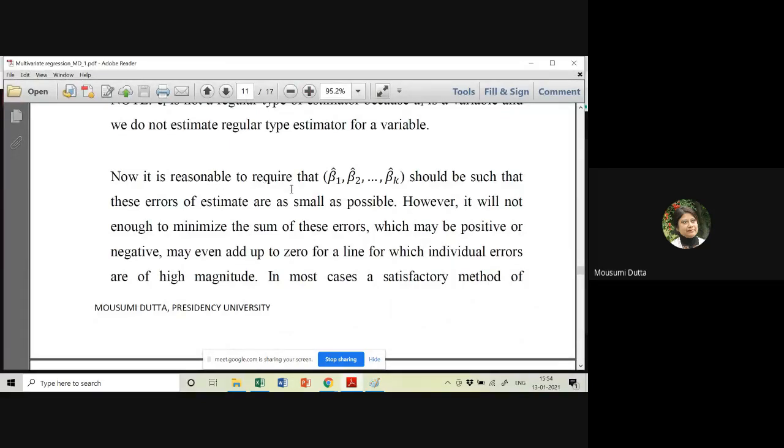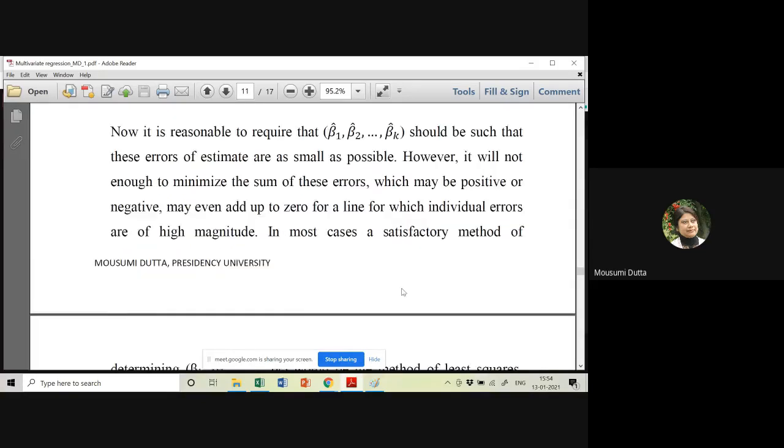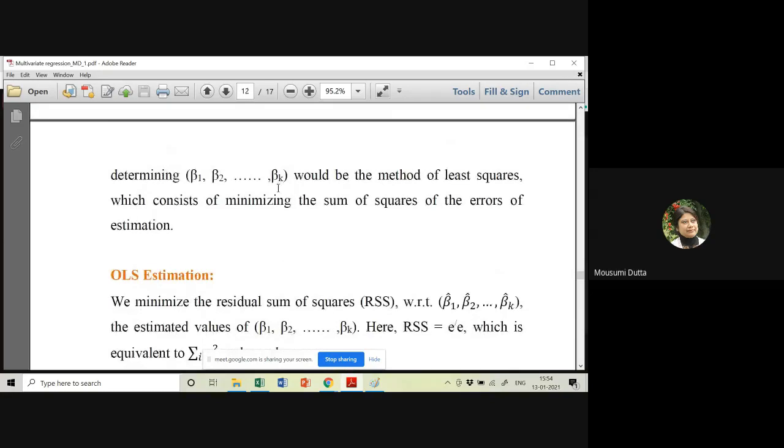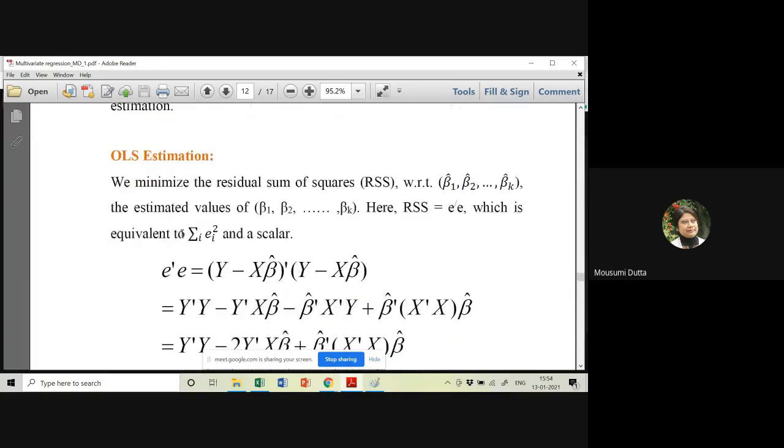Okay, so now it is reasonable to require that beta 1 hat, beta 2 hat to beta k hat should be such that these errors of estimate are as small as possible. However, it will not be enough to minimize the sum of these errors, which may be positive or negative, and may even add up to zero for a line for which individual errors are of high magnitude. In most cases, a satisfactory method of determining beta 1, beta 2 to beta k would be the method of least squares, which consists of minimizing the sum of squares of the errors of estimation. So I hope you understood the mechanism.